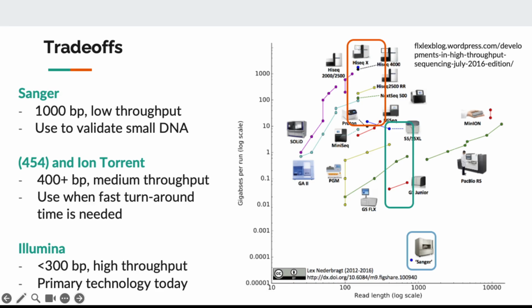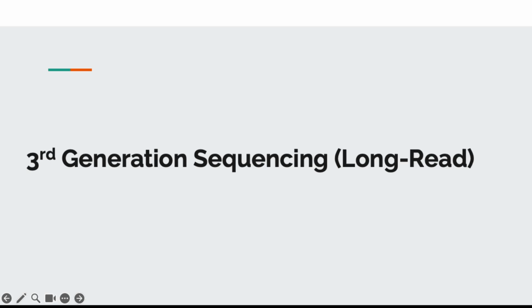Next we're going to talk about third generation sequencing, which is all the way here. We're going to get reads that are up to 100,000 base pair or a million base pair. But the throughput is going to be lower than Illumina. This is a trade-off that we have to make. So for third generation sequencing, the key feature is long reads, up to 100,000 and a million base pair.